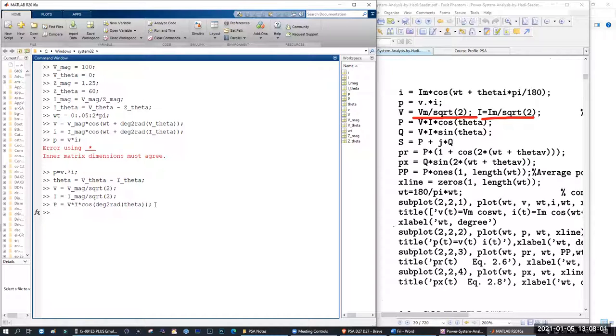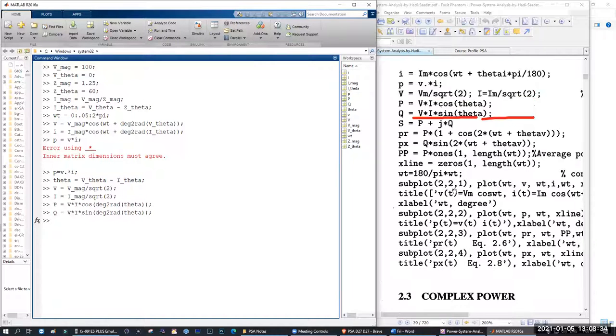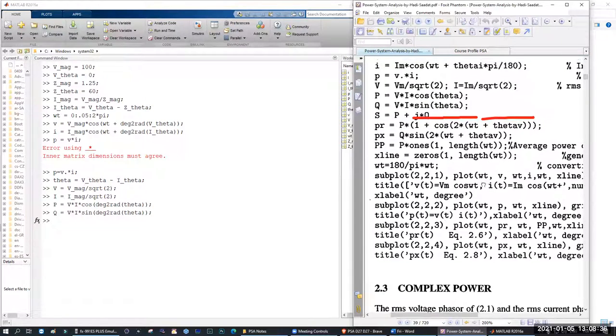Now our Q. What is our Q? Do not copy with the semicolon. If you copy with the semicolon, it will go to the next line. So our Q will be what? Q is equal to VI sine theta, right? Yes, sir. Sine theta. That's it. Semicolon now. Do not copy with the semicolon because if you copy the semicolon, you cannot edit it anymore. Okay? Now Q is done. Now we have to find out the real power and the plotting, a lot of things. So let's go for the plot.